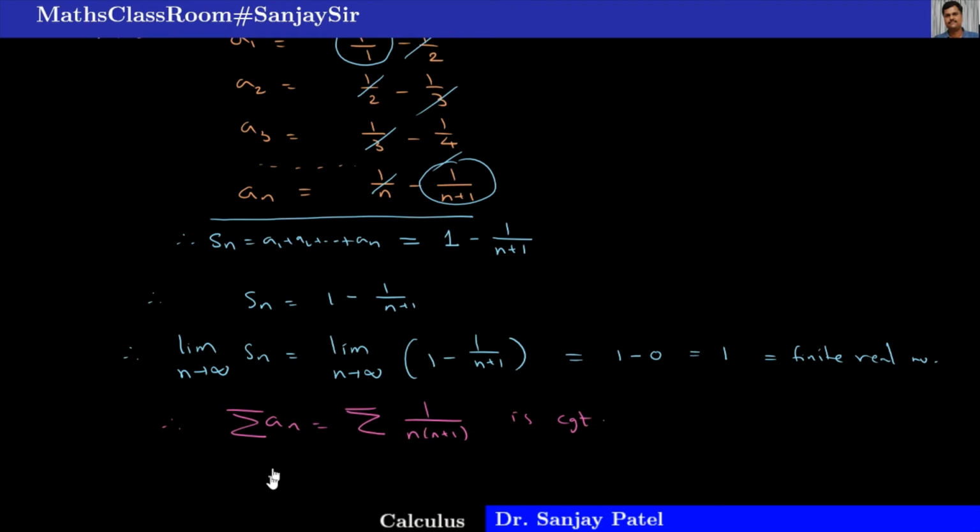And not only that, we can also write the sum, sigma n equal to 1 to infinity of 1 upon n into n plus 1, is equal to 1. The sum of this series is 1.